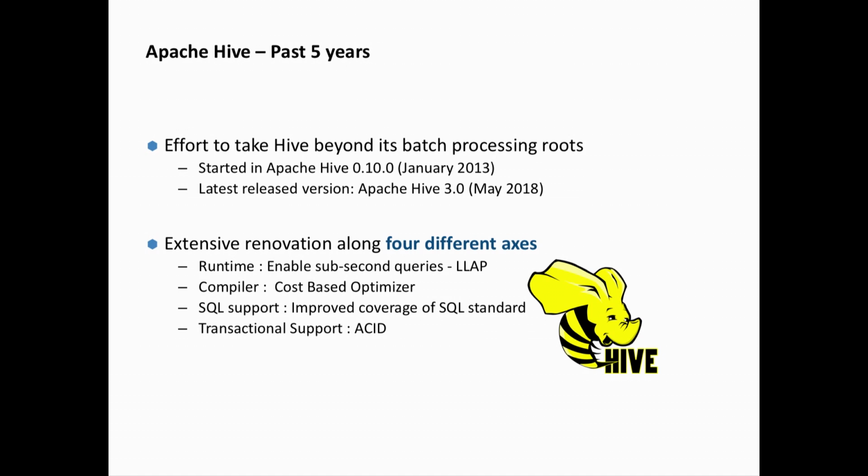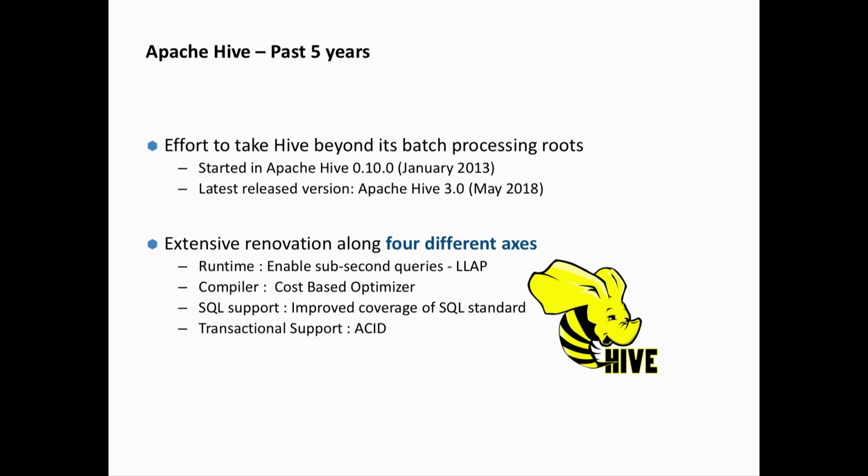Starting at about 2013, we started to take Hive beyond its batch processing roots. Some of you may remember we had a Stinger initiative which started in January 2013. The first of some of that work went in the Hive 0.10 release. That was in 2013, and now we are at 3.0, which was released last month. In these subsequent 5 years, a lot of work has happened to take Hive to the next level, mostly along 4 different axes, as I have here.